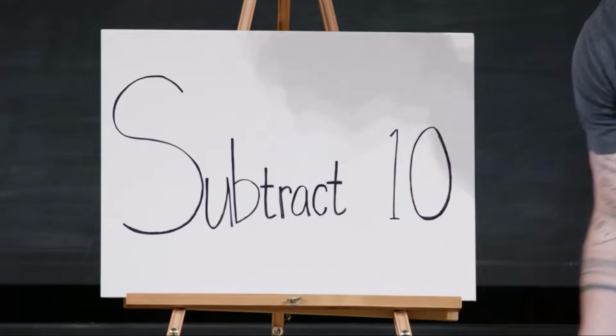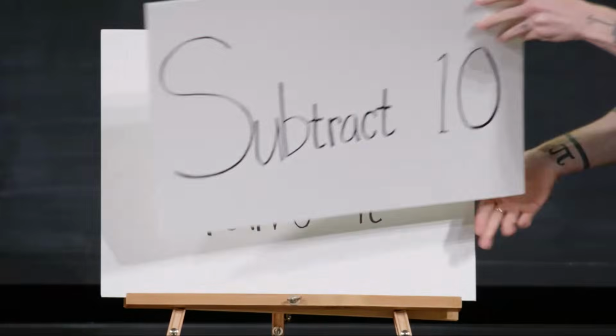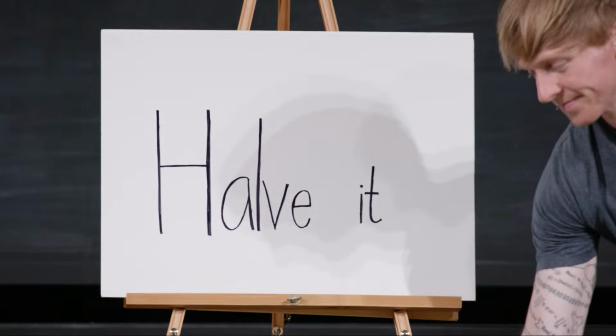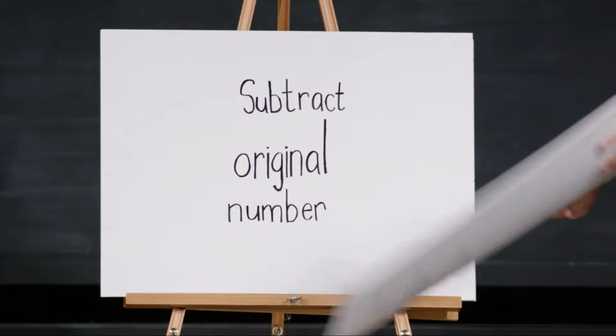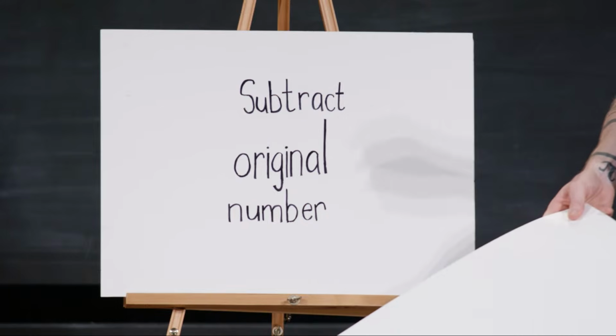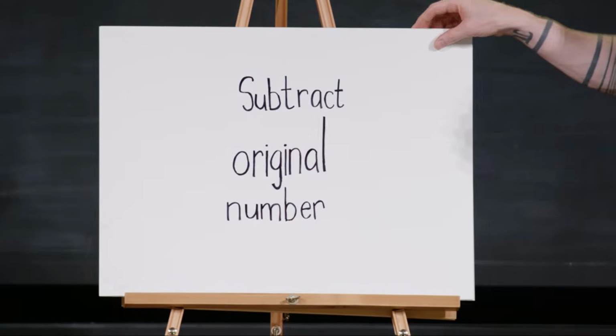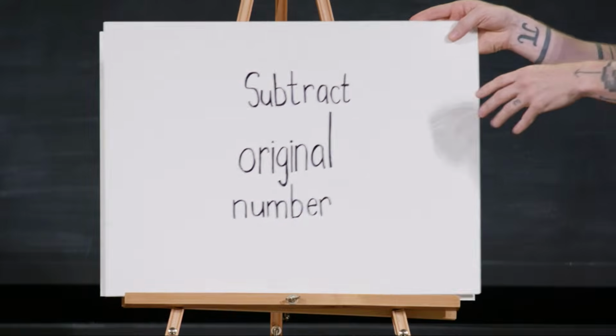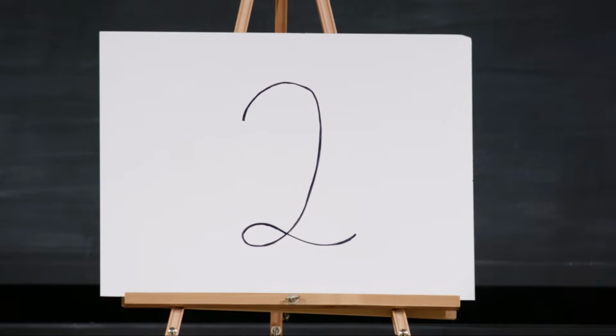Subtract 10. Halve it. Subtract the original number you started with. Now there should be a final answer in your head. Here's the magic. I guarantee the answer in your head right now is the number 2. Magic. Not really, it's just maths.